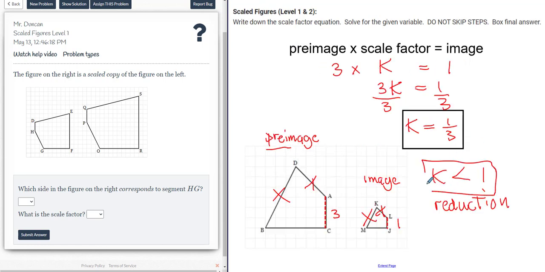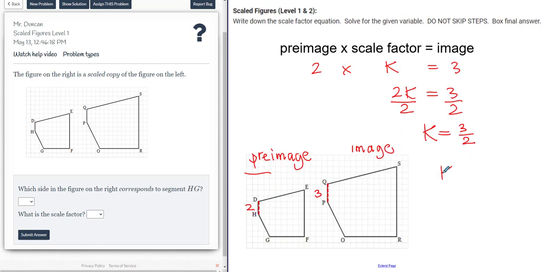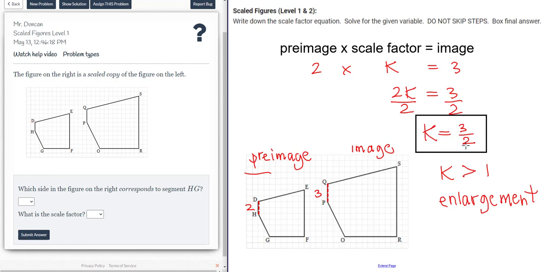Now remember in the last one we had a k value that was less than 1. If you have a k value that's less than 1, it's going to be a reduction. So in this case, if I have a k value that is greater than 1, we're going to go ahead and say that it's an enlargement. And again, it's pretty safe to say that the figure on the left is smaller than the figure on the right. So let's go ahead and box our scale factor, and then let's answer the question.